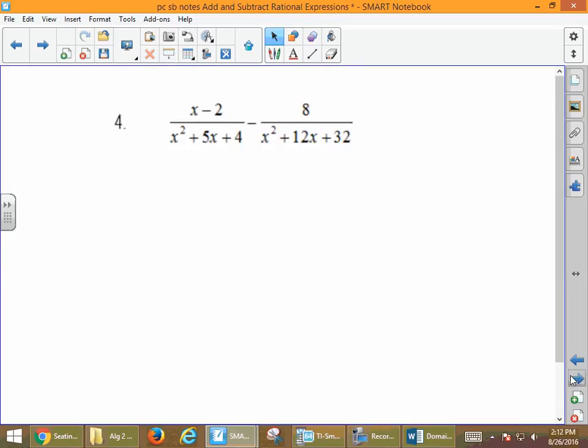So let's subtract now. And the process is still the same. When we add fractions together, we have to have a common denominator. When we subtract fractions, we have to have a common denominator. So we take a quick look at this and we see it looks like we're probably going to have to factor the denominator.